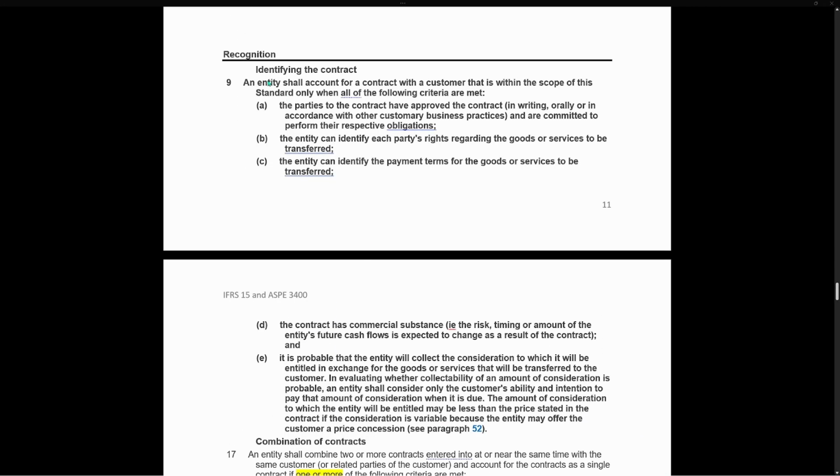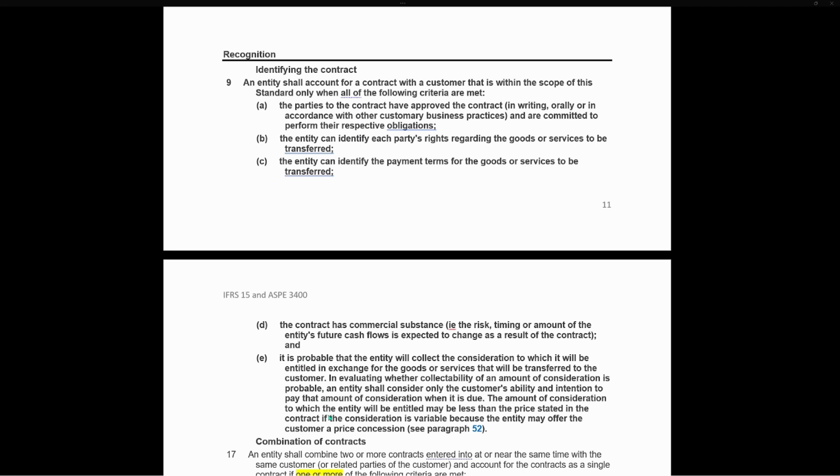In the recognition, you will see identifying a contract in paragraph 9. There are 5 sections that you would use to say, okay, there is a contract or not. In day 2, when you want to analyze if there is a contract, you should refer to all these 5 sections in order to make sure that you have a deep analysis and get C.